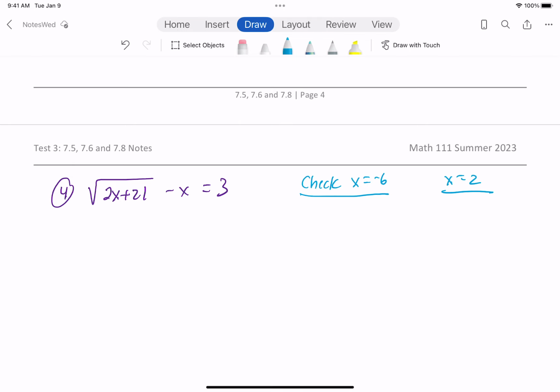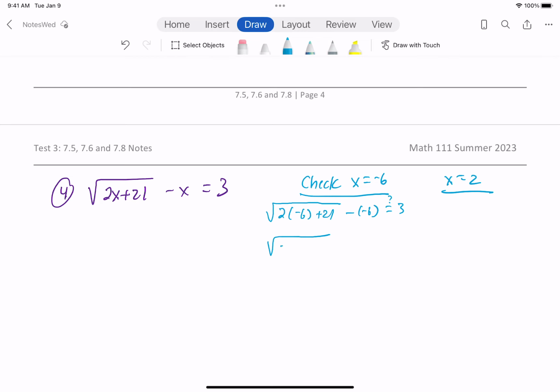Okay, so I've copied problem 4 and the two answers that we got. So we need to check and see if these actually work in the original. For the first one, we're going to replace x with -6. And of course, we have to replace it there also. And we want to know if that's a true statement.